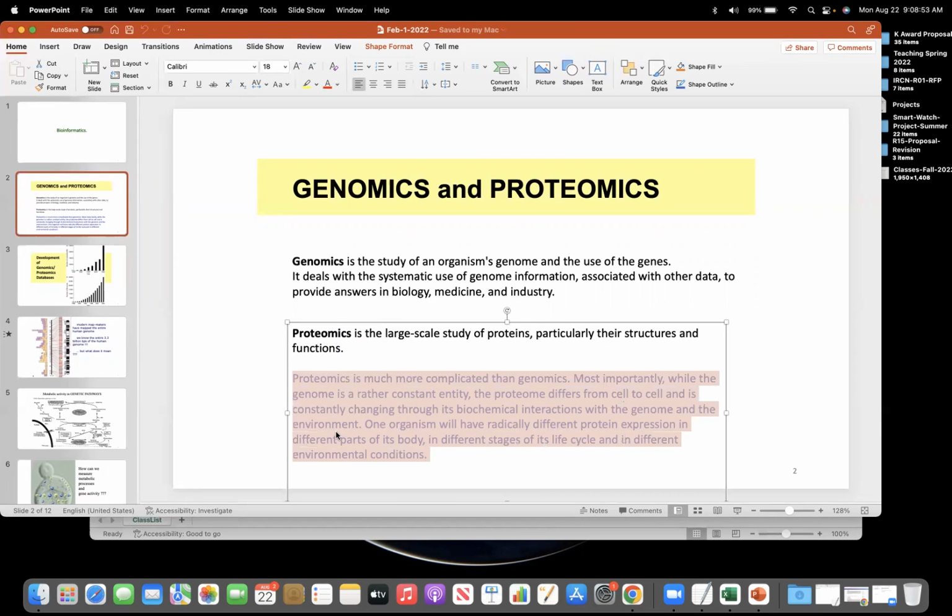So genes, they remain the same, right? So they don't change unless there is a mutation or any changes, which are not very common. But then in proteomics, there is a lot of changes, like downstream changes which are happening in these proteins. So it's difficult to study these proteins, right?